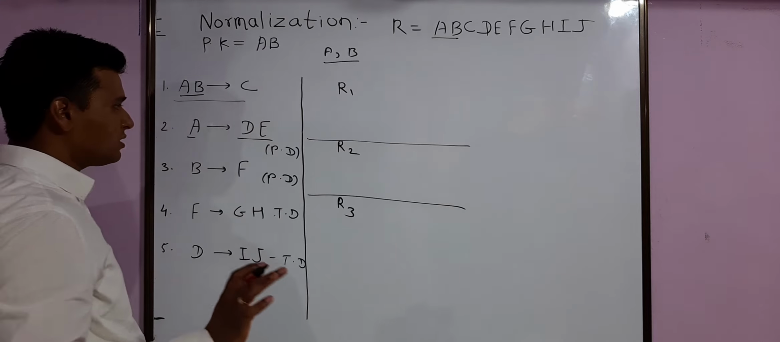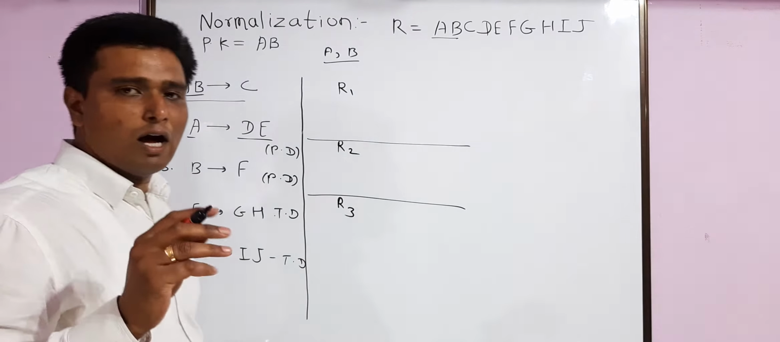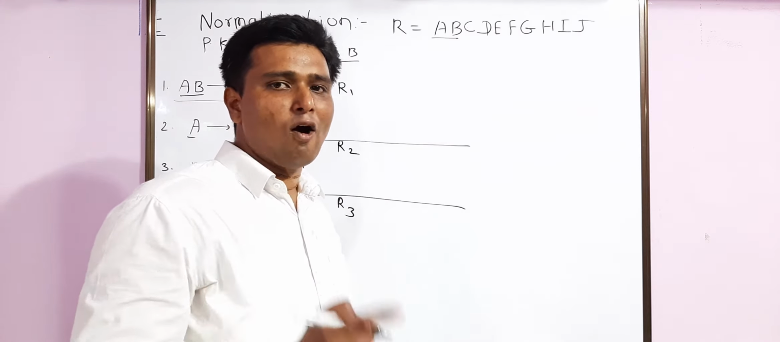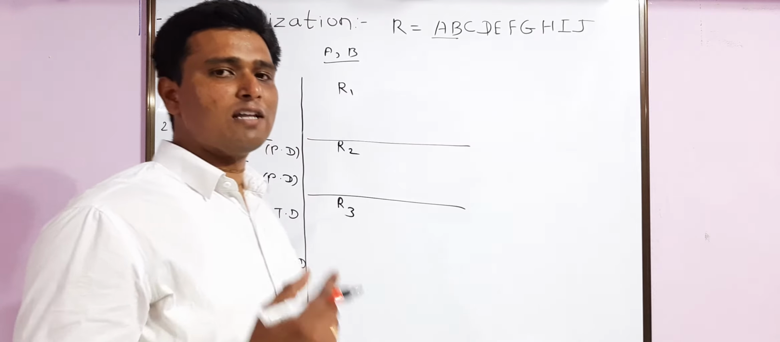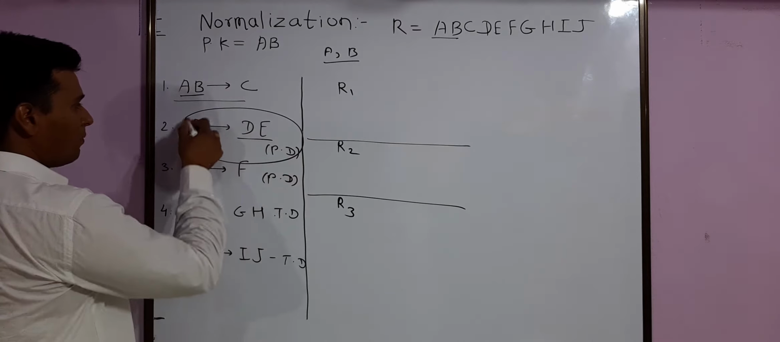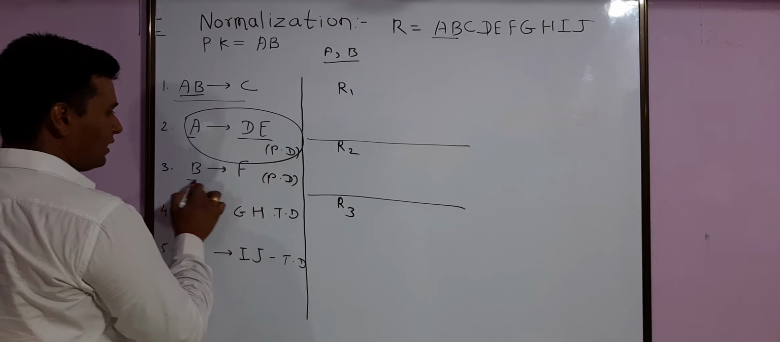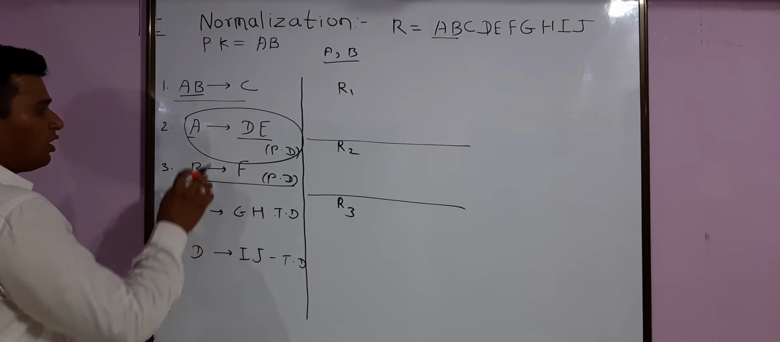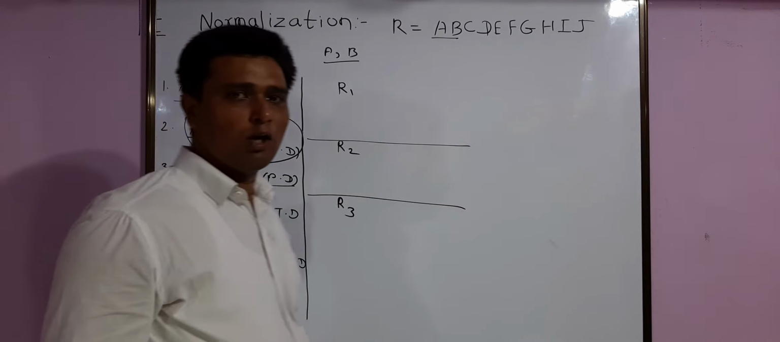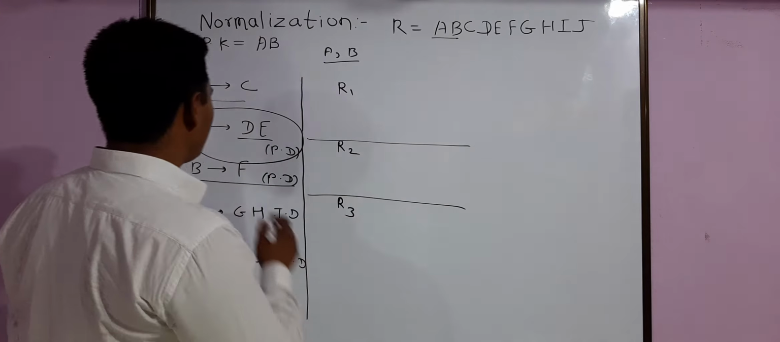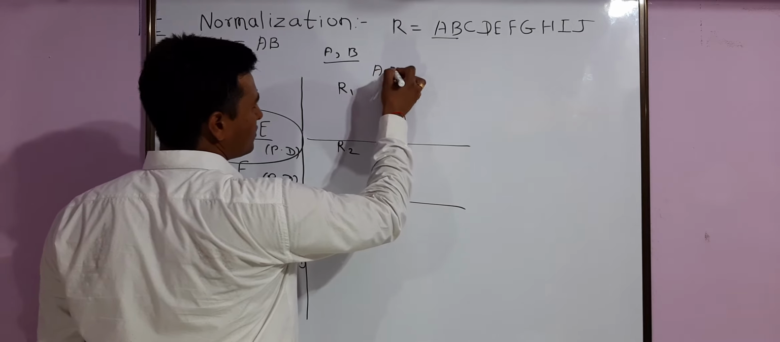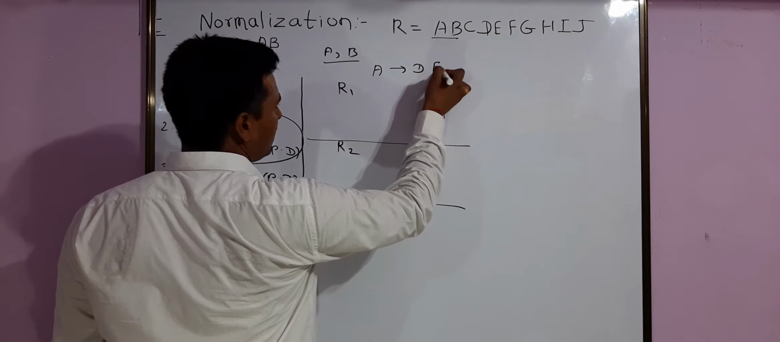Now understand, first we will look at the functional dependencies which are violating 2NF. Which are the functional dependencies violating 2NF? Here we have partial dependency, and again here we have partial dependency. Those functional dependencies are causing the table not to be in 2NF. That's why we will start with A determines DE. So for relation R1, we write the functional dependency which is violating: A determines DE.